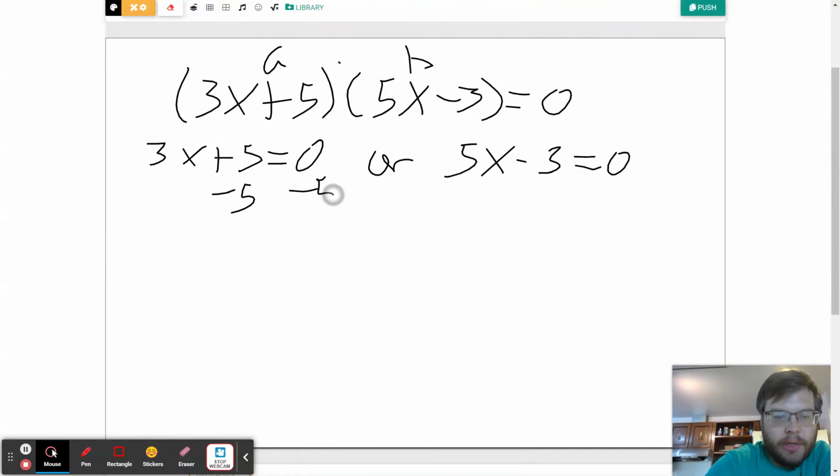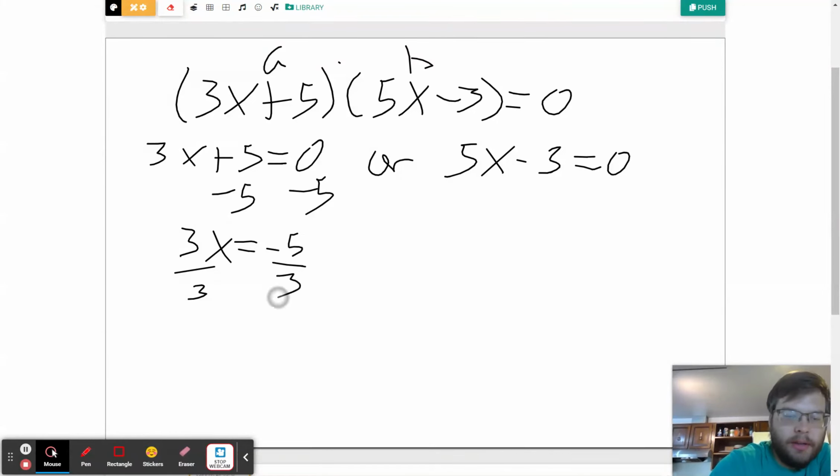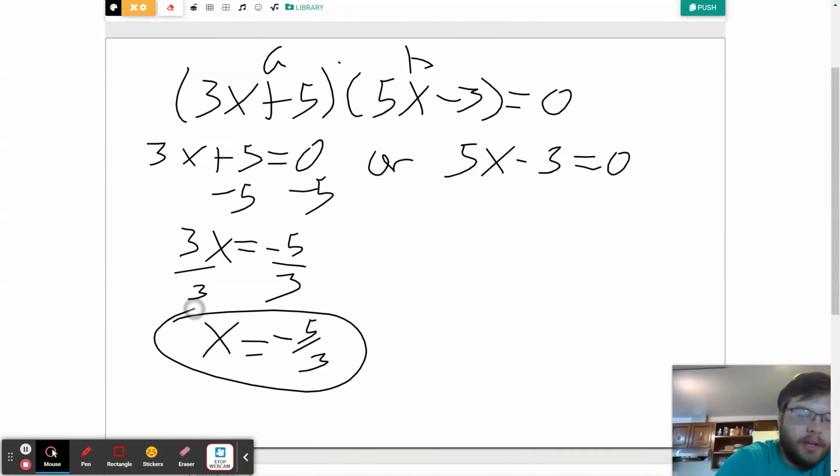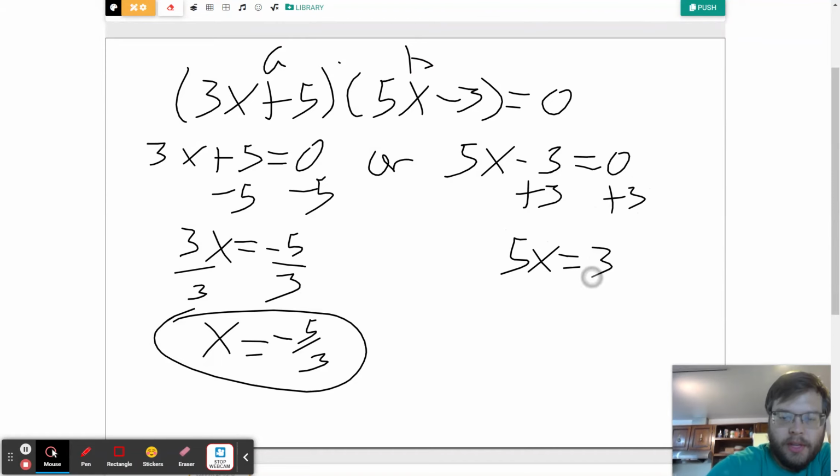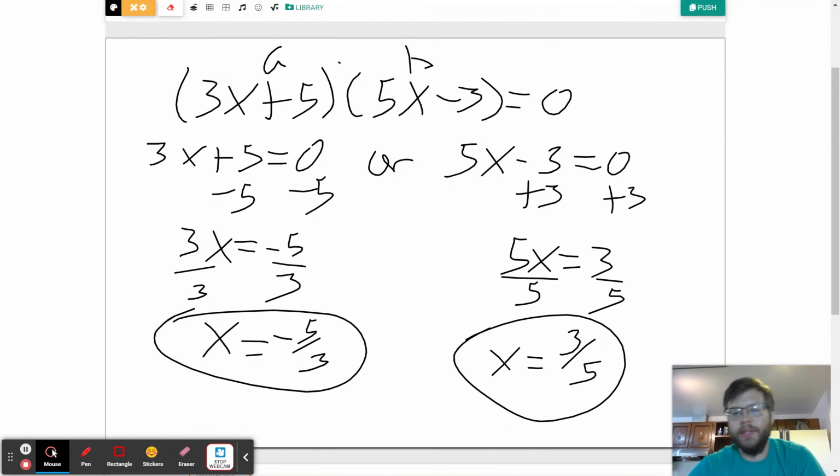The first one, you subtract 5. So 3x is negative 5. Then you divide by 3. And you have x is negative 5/3. There you go. That's one of your solutions. Then you go over to your second problem. Plus 3. So then you get 5x equals 3. And then divide by 5. So x is equal to positive 3/5. And you've used the zero product property to solve.